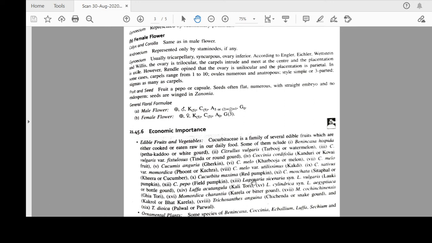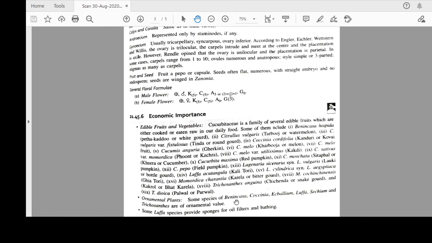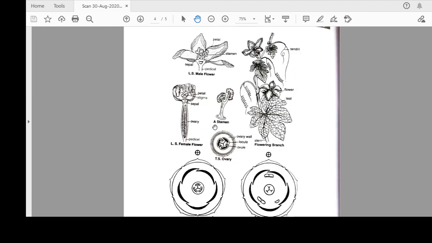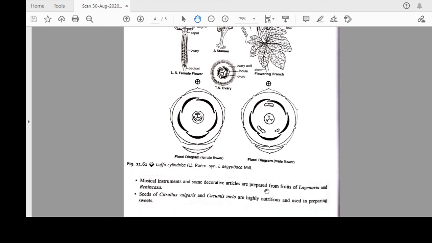These are Cucurbita maxima, that is pumpkin, Lagenaria, Loki, Luffa, Torai, Momordica charantia, that is karela, and so many others. Ornamental plants: some species of Benincasa, Coccinia, Ecballium, Luffa, Trichosanthes are also of ornamental value. Some Luffa species provide sponge for oil filters and bathing, and musical instruments and some decorative articles are also prepared from the fruits of Lagenaria and Benincasa. Seeds of Citrullus vulgaris and Cucumis are highly nutritious and used in preparing sweets.